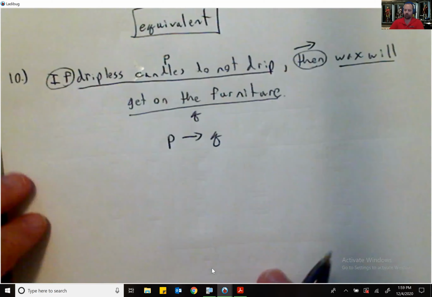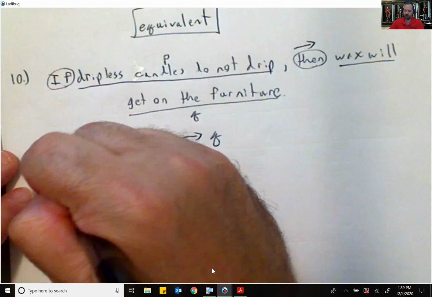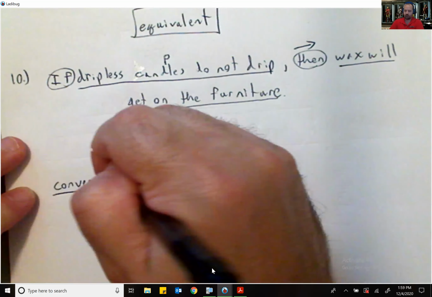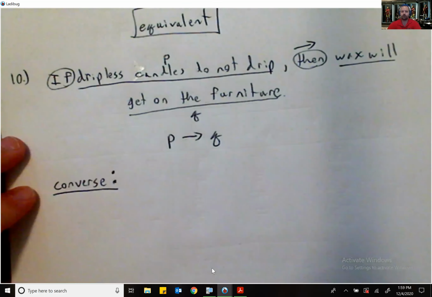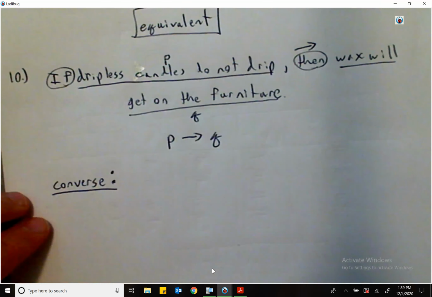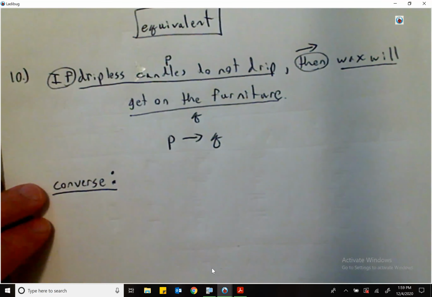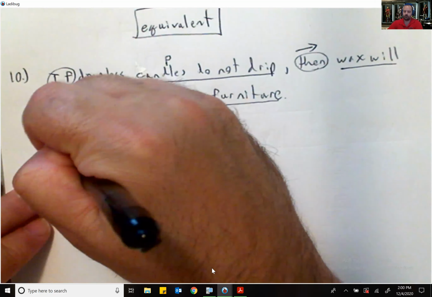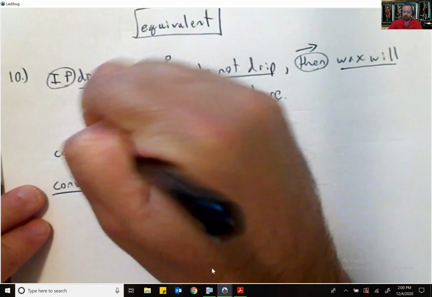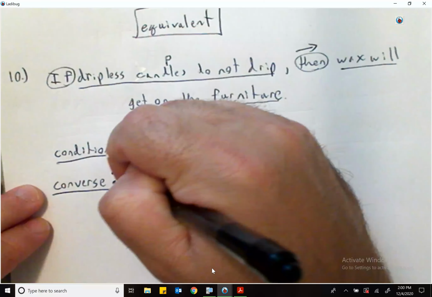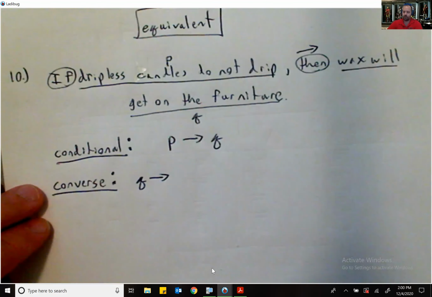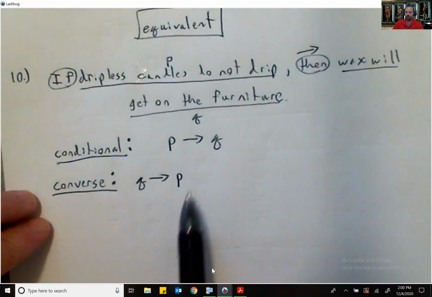So now we're going to do the converse. What does the converse look like symbolically? This is the conditional, P arrow Q. For the converse it's Q arrow P. So all we do is switch the Q and the P.